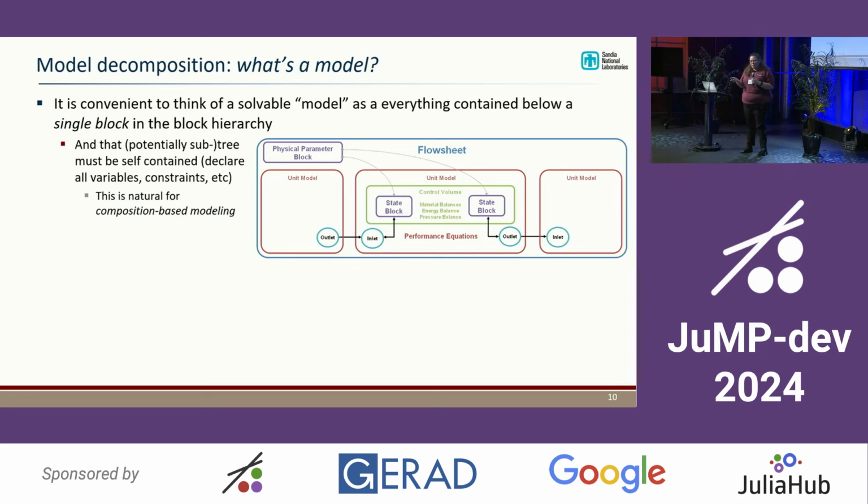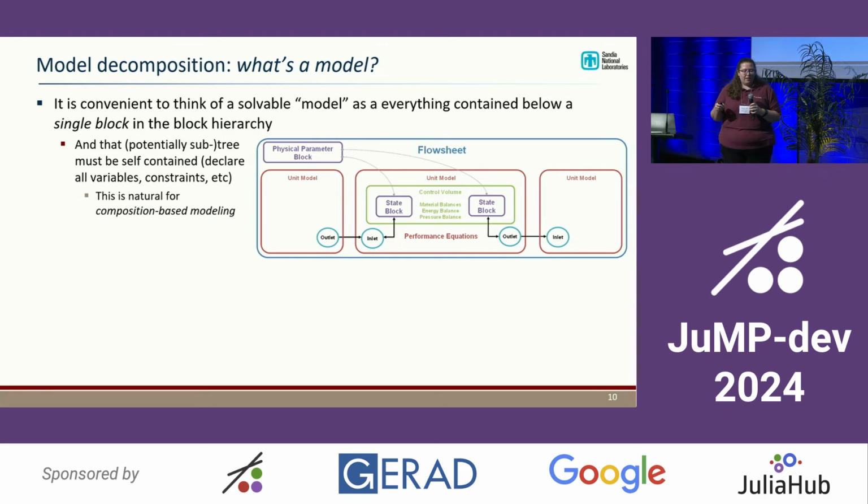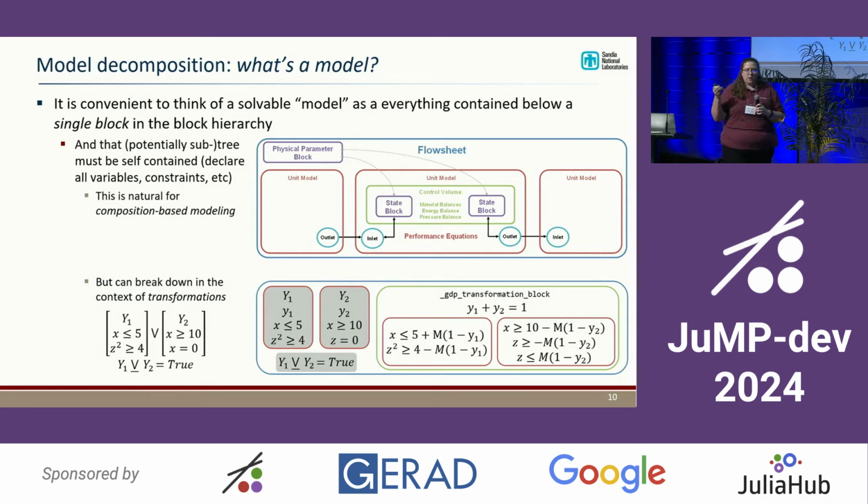And it's convenient to think of a model, a solvable model, as everything that's contained below a single block in this block hierarchy that I have talked about. And that every subblock needs to be self-contained, meaning that it has to contain all variables and constraints that are associated with that subblock. So on the surface level, this makes intuitive sense. However, when you start getting into more complex things like transformations and some of these high-level modeling constructs, this conception of what a model is can really start breaking down.